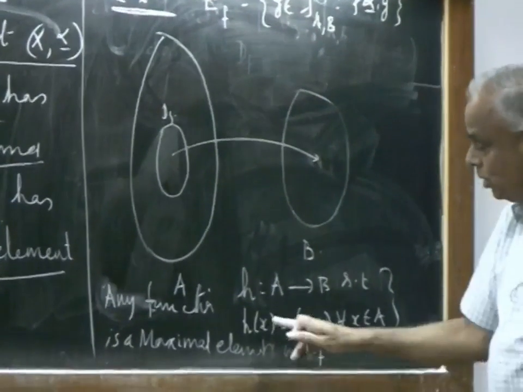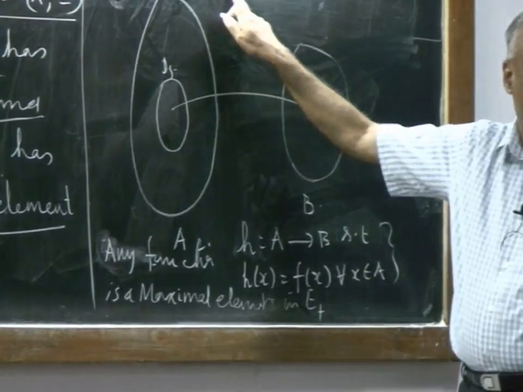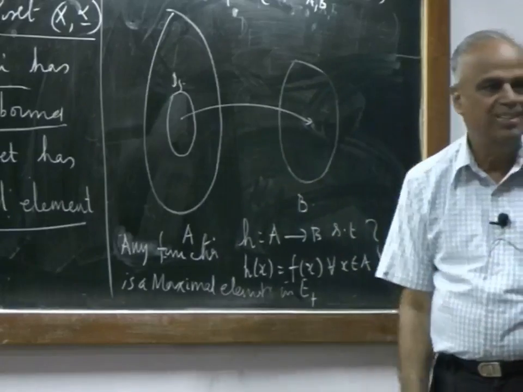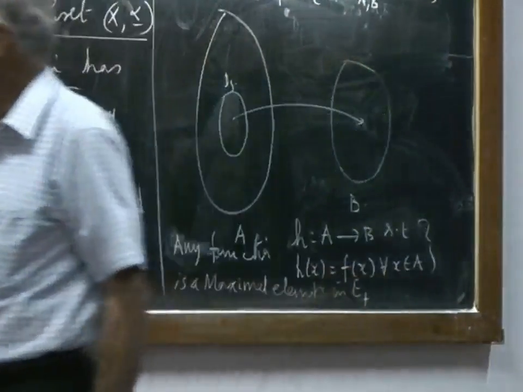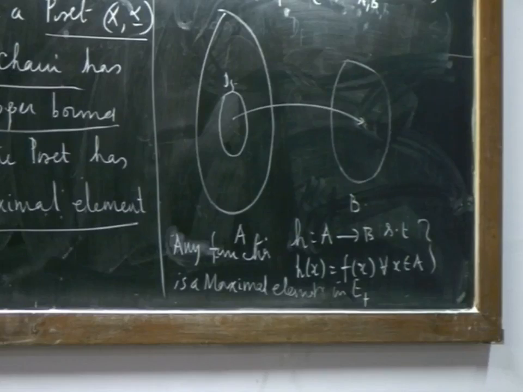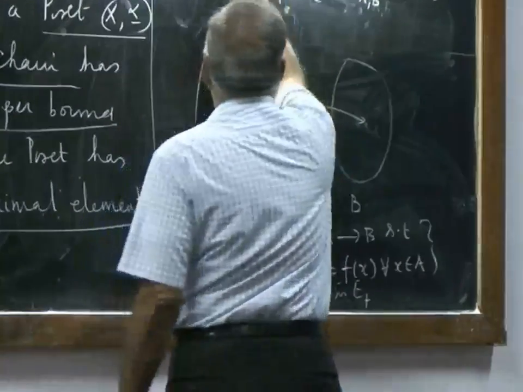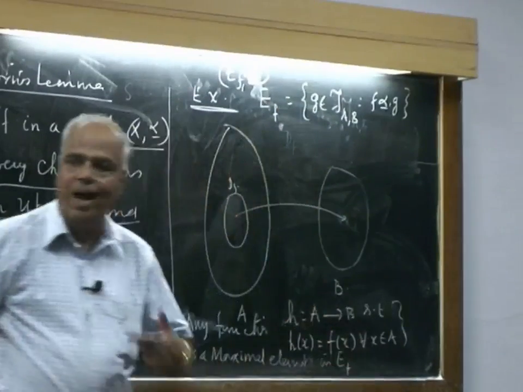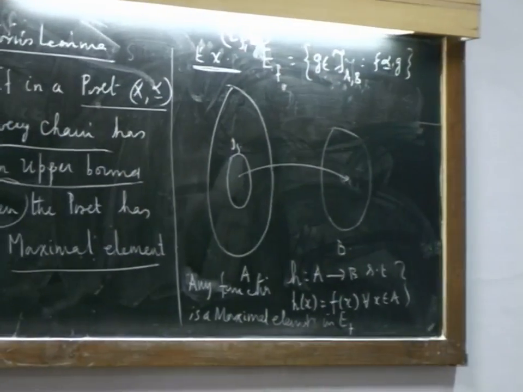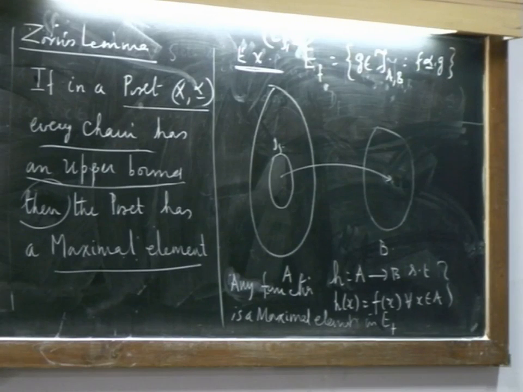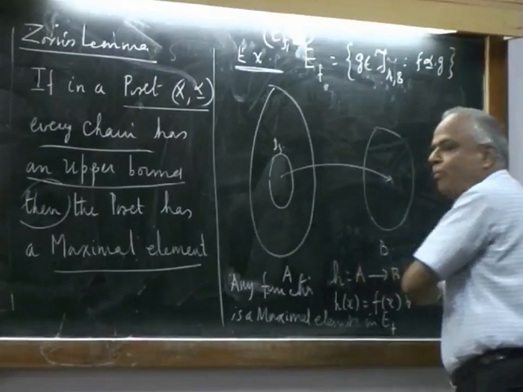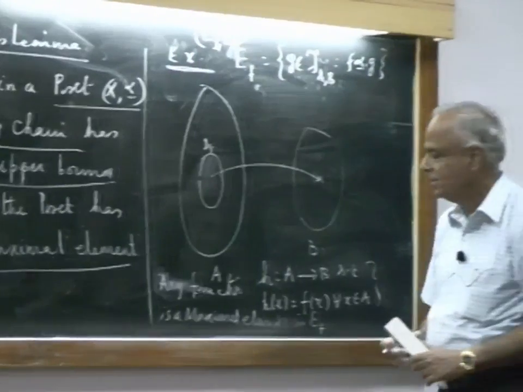Now, by the way, how do I know this h is in EF? Because that is also an extension of f, and therefore it is in EF. So this h is an element in this poset. In this poset, there is an element such that nobody else can be beyond it. It's a maximum. So in future we will be looking at certain types of functions which we need to extend.